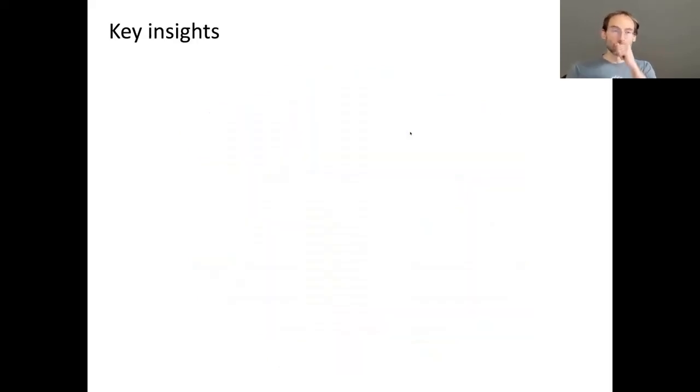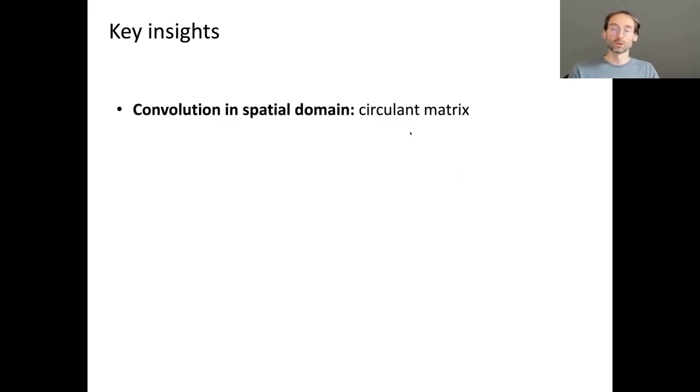Okay. So let me recap basically what we know, and I hope I am not saying anything new for you. You've seen this probably in one way or another. So convolution in the spatial domain is a circulant matrix.